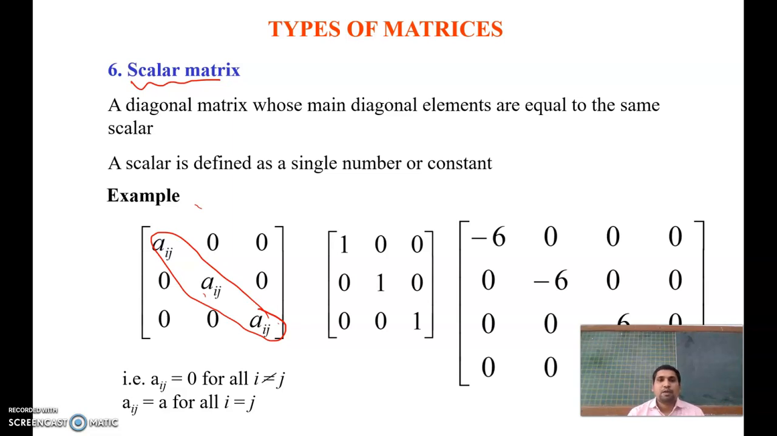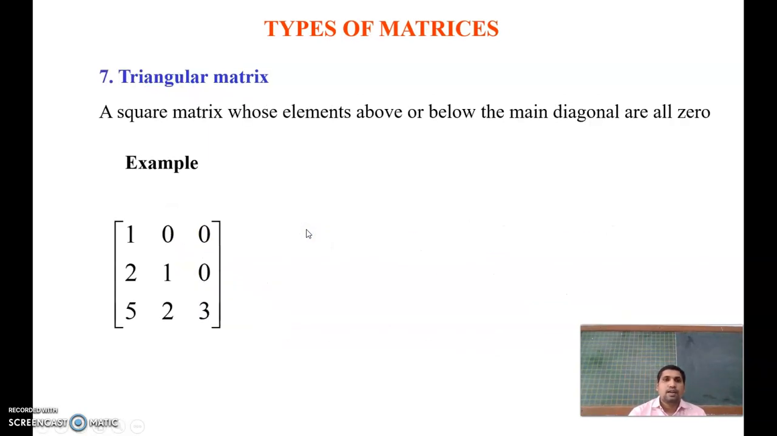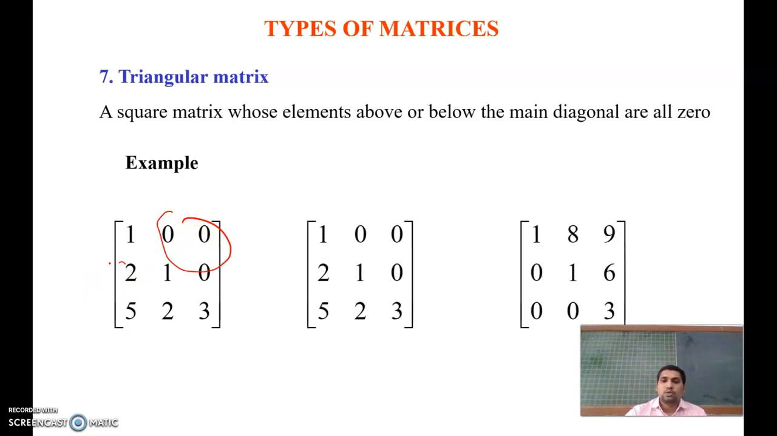This is also another example of a scalar matrix in which you can see that the diagonal elements are -6. All are the same and non-diagonal elements are 0. That's why it is called a scalar matrix. Now the next type is the triangular matrix. A matrix whose elements above or below the main diagonal are all 0. Means the matrix in which the elements above the diagonal or below the diagonal are 0 is called a triangular matrix.